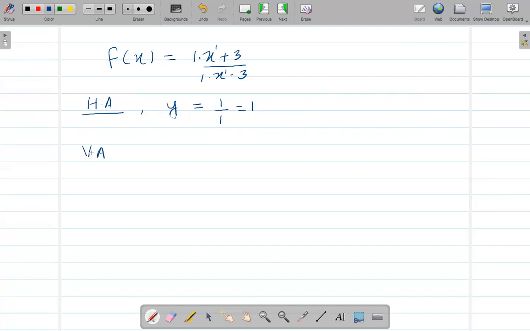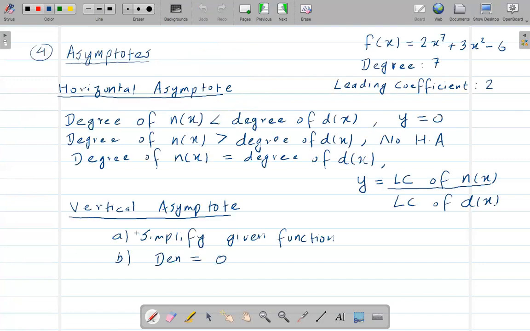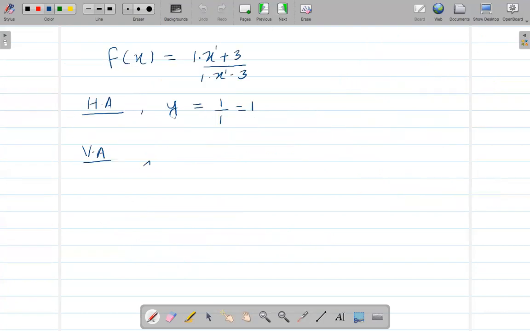And for vertical asymptotes, we need to simplify the given function, but it looks like this is already a simplified version. We have x plus 3 on the top and x minus 3 on the bottom, so there is no way we can cancel anything. Then, since it is already simplified, we set the denominator equal to 0: x minus 3 is equal to 0, then x is equal to 3. So this is going to be the vertical asymptote, and this is going to be the horizontal asymptote.